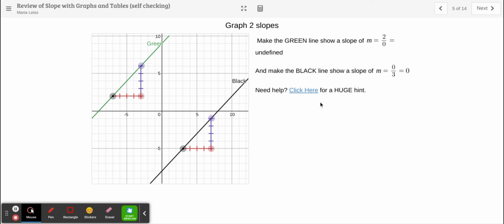Open this. I'm not going to do this one. I want to see how many of you actually open these notes and pay attention to what a 0 slope and an undefined slope look like.